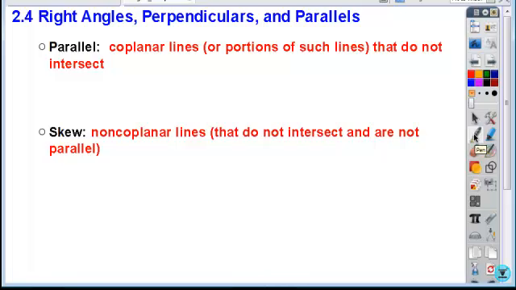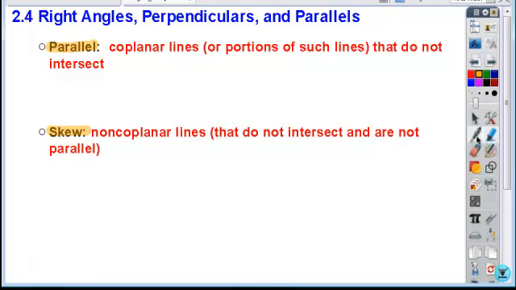And so really what we're going to do is build directly onto the constructions, especially that we did in the last section. But before we go through the constructions, I do want to go over some terminology here really quickly. The whole section itself deals with right angles, perpendiculars, and parallels. So let's talk about some of the terminology that we're going to use here.